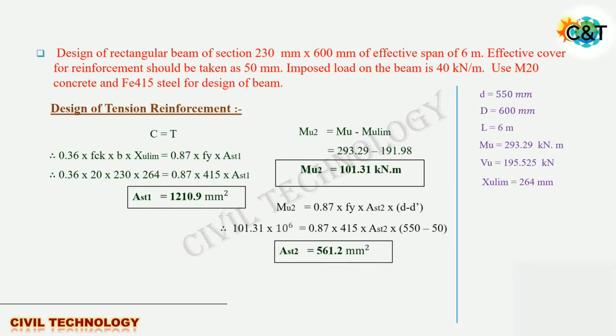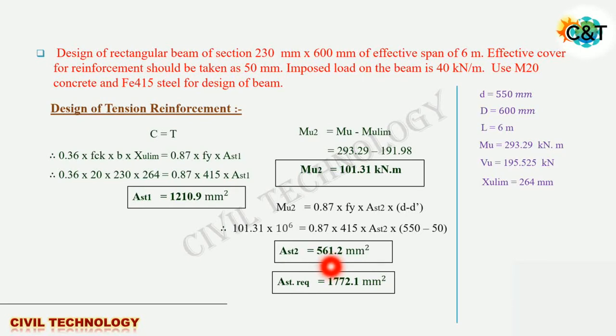So this much additional reinforcement we require to make our section a balanced section from the tension reinforcement side. Here the total tension reinforcement coming out is AST1 plus AST2. So simply we add these two values and we get the AST required value, that is 1772.1 mm square. So this much reinforcement we require at the tension side.